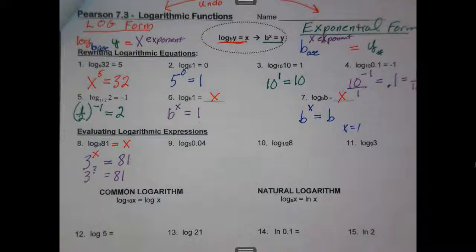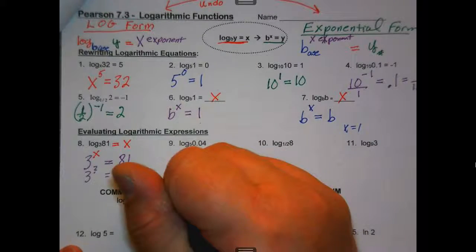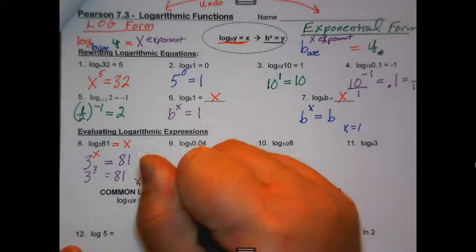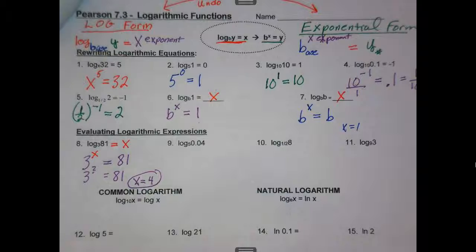No, mathematics. Okay, so 3 to the 4th is 81. So what does X equal? 4. Okay. You're asking yourself, 3 to the what equals 81?